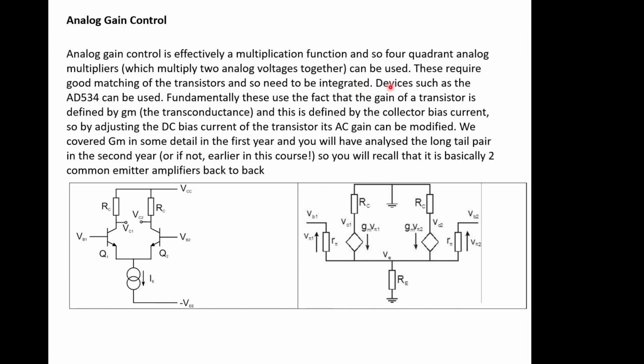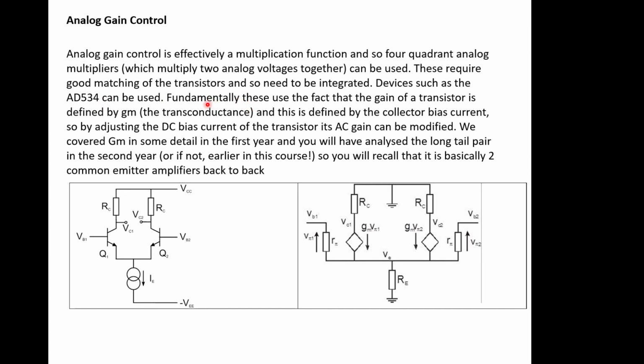And this is really nice, it takes us right back to this long tail pair again. You can start to see that this long tail pair, which is the input of every op amp that exists, can be used as a multiplier, and it's a really useful circuit to understand. Again, you can get these integrated, and the AD534 is a typical analog multiplier that can run to quite high frequencies as well.